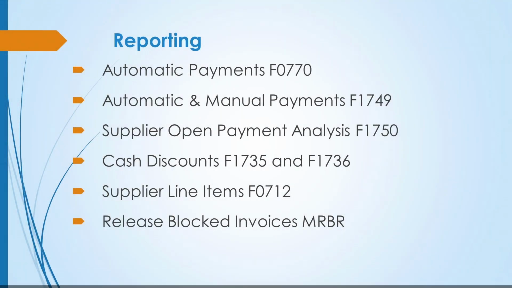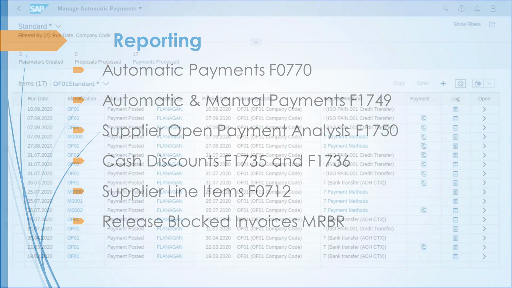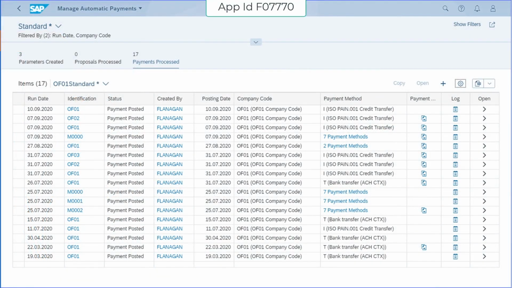The next few slides cover some of the reports related to payments. As well as creating, amending and posting payment runs, the automatic payment run app F0770 can be used for reporting to see all the payment runs and their statuses.